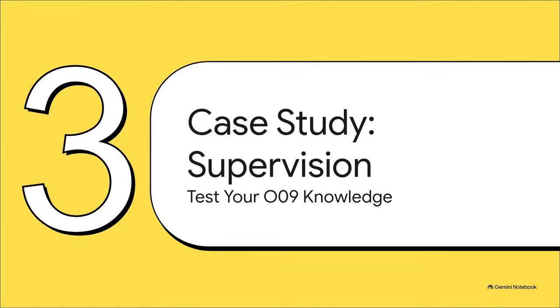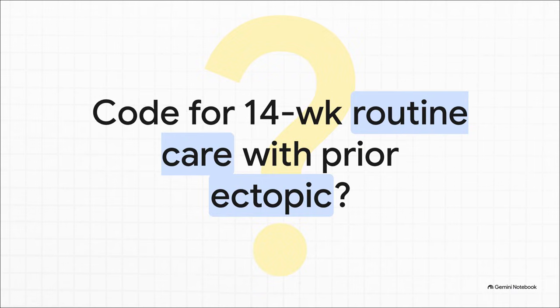All right, Section 3. Let's do a case study on high-risk supervision to put this into practice. Imagine this chart just hit your desk. A 32-year-old patient comes in at 14 weeks gestation for routine care. Her history shows a right tubal ectopic pregnancy from 2 years ago. The provider documents supervision of high-risk pregnancy due to history of ectopic pregnancy. So, how are we coding this? I'll give you just a second to lock in your answer.